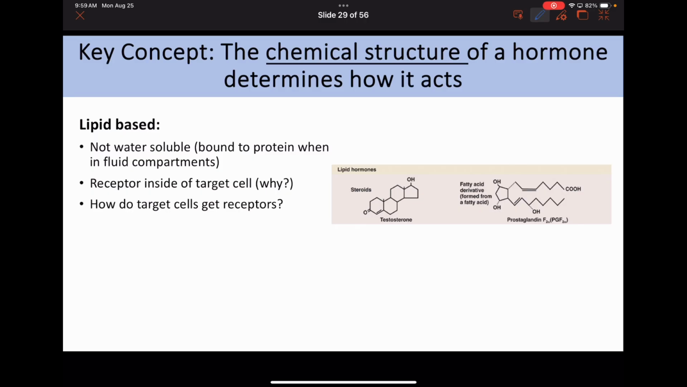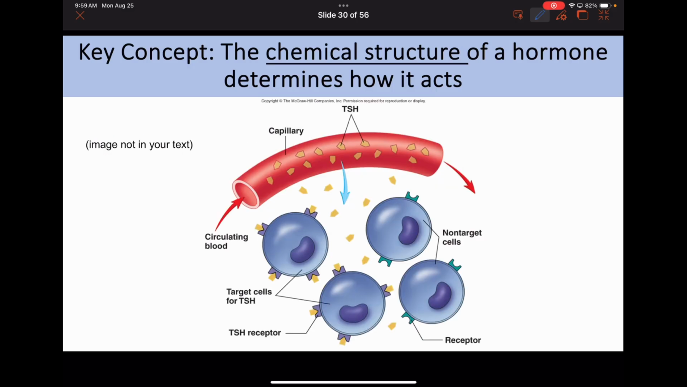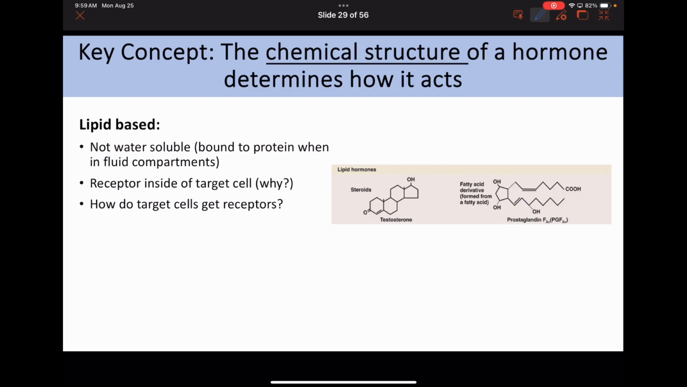And so how do target cells get receptors? We'll talk about that next. Before we get there, any questions on lipid-based hormones? So they are not water soluble. They are hydrophobic, so they can go across that hydrophobic plasma membrane in order to get to the inside of the cell. We'll talk about what they do when they get there.